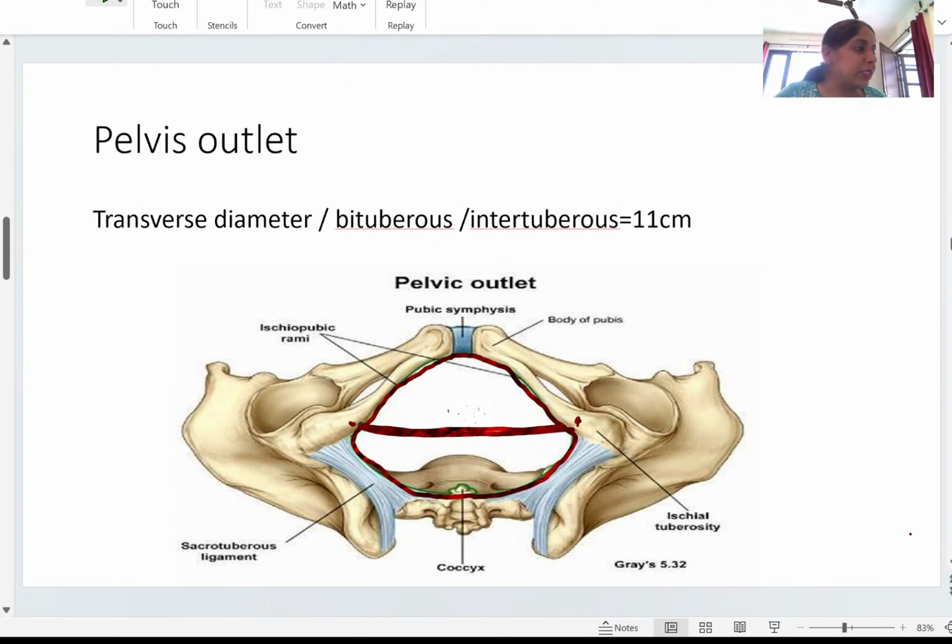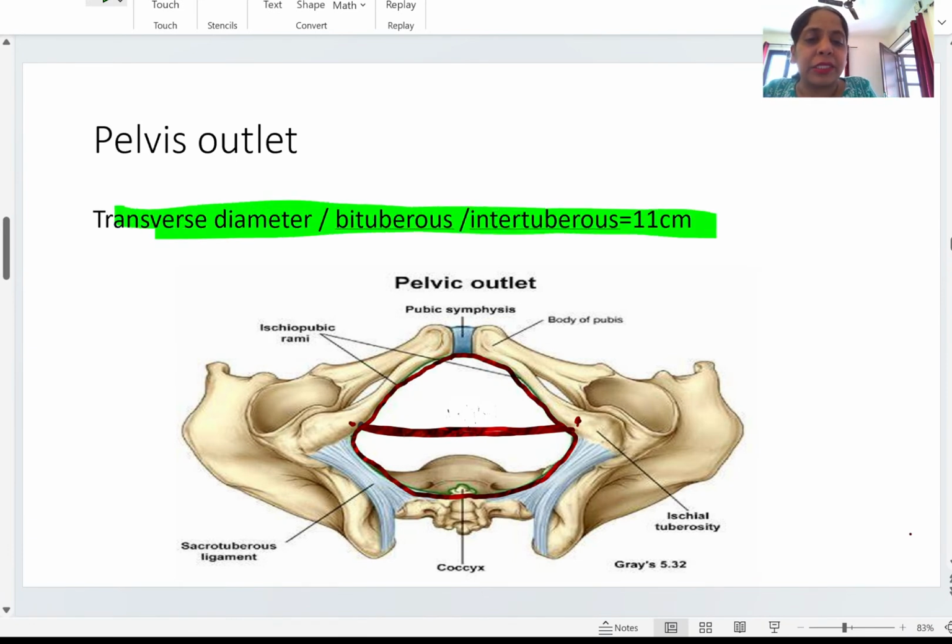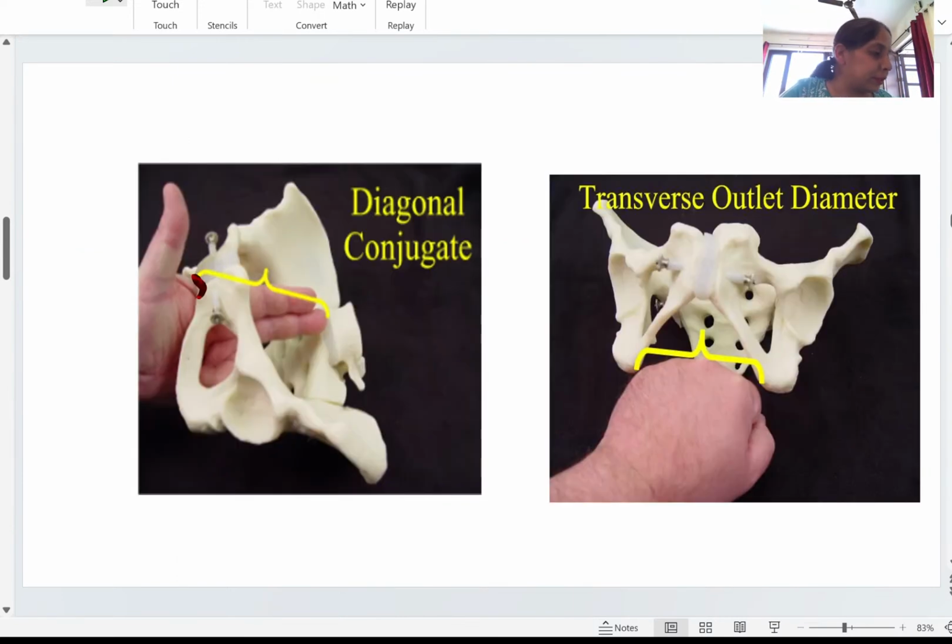Now this is the pelvic outlet. Which is the most important diameter? The transverse diameter. It is checked by putting the fist there. It is in centimeters.